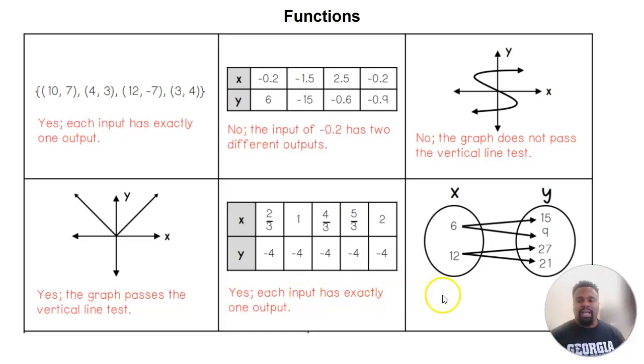And then lastly, look at this mapping. What this is telling me is 6 occurs more than one time in our ordered pairs because there's more than one arrow coming from 6. 12 occurs more than one time in our ordered pairs because there's more than one arrow coming from 12. So this is not a function, because 6 and 12 occur more than once.